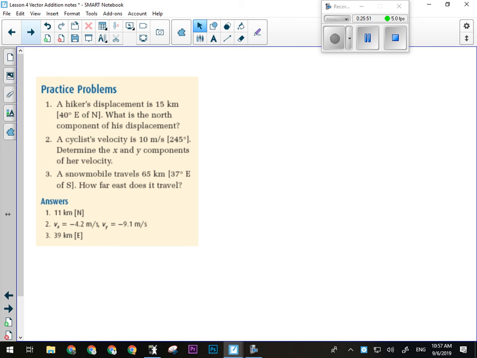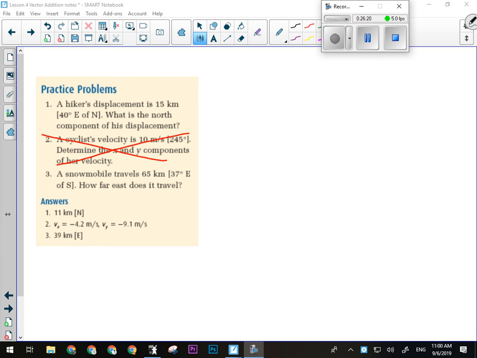Okay, I want you guys to try 1 and 3 on this one here. This is just finding a vector component, so finding one side of the triangle or two sides of the triangle from a single vector. Okay? So they're giving you the vector here, or giving you the hypotenuse of the triangle, and asking you to find the north component. That would be the y, okay, of that triangle. So I'll give you a couple minutes on 1 and 3 there.